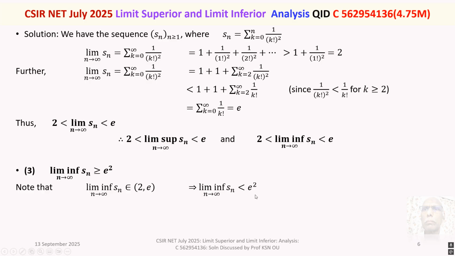Not epsilon, e square. Limit inferior of Sn is less than e square, but it is given limit inferior of Sn is greater than or equal to e square. Therefore, option 3 is not true. Right. We move to the next slide for the discussion of the sequence Tn.